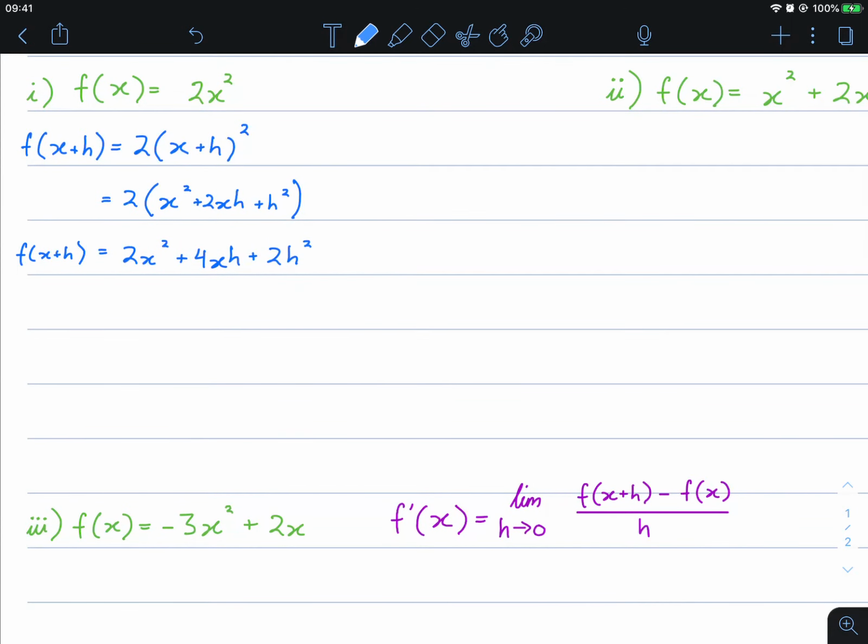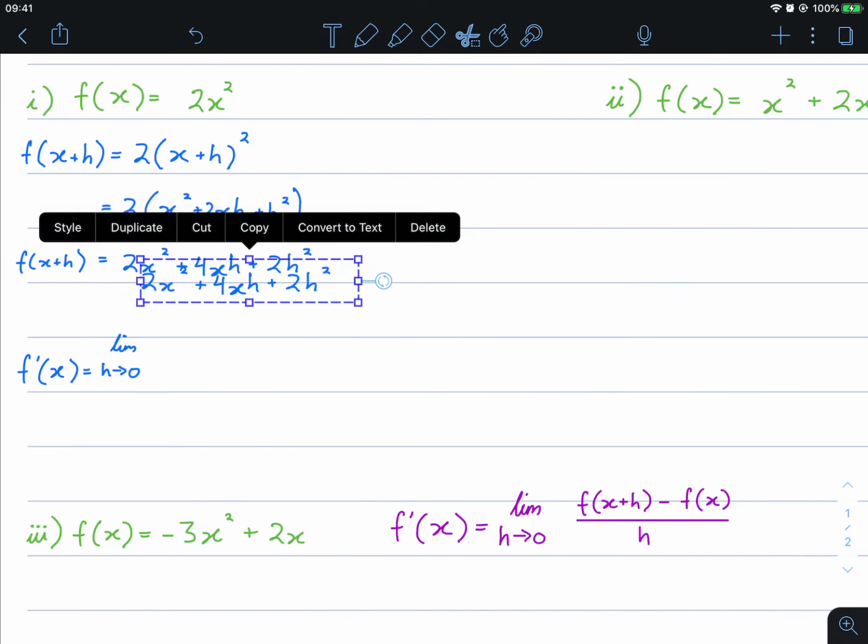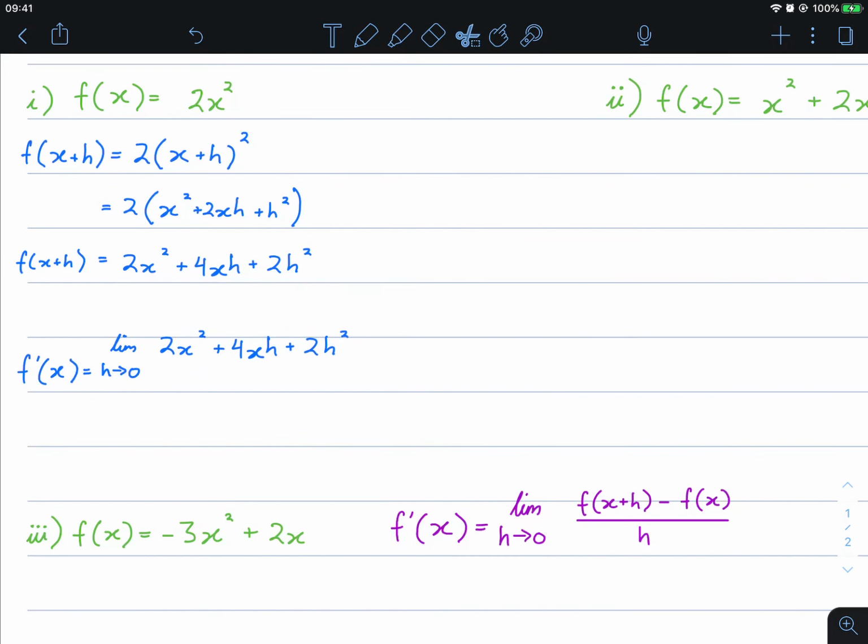So now to find the derivative, we say f prime of x is equal to the limit as h approaches 0 of f of x plus h. That's this expression here. Lucky for me, I can just copy it like so. So that's f of x plus h. And from this, I'm going to subtract f of x. So that's 2x squared. This is all over h.